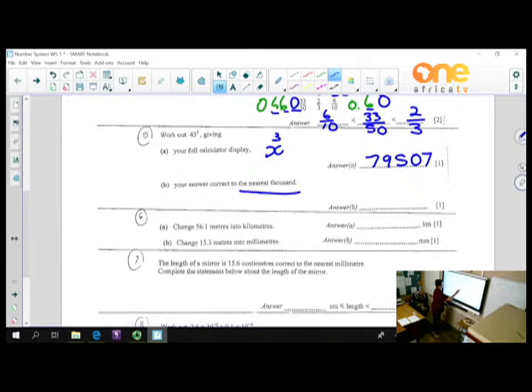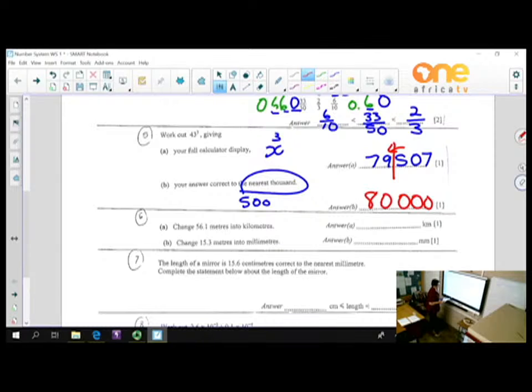And now they want us to round it off to the nearest 1,000. Now remember, that rounding is always half of what they say. So what is a half of 1,000? 500, isn't it? So we have to look at this one now. Is this more than 500? Yes. So that means I have to round up, which makes it 80,000. So you're going to look there, and the 5, because it's 507, I will round up.